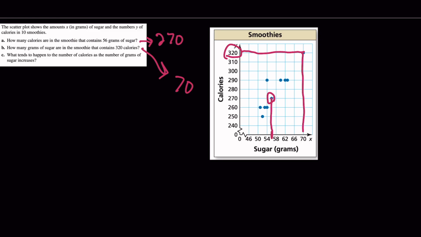And the question is, what is happening to the number of calories as the number of grams of sugar increases? So look at your graph here, and they're kind of going up. So as your sugar increases, the calories increase. That's what I want you to say.